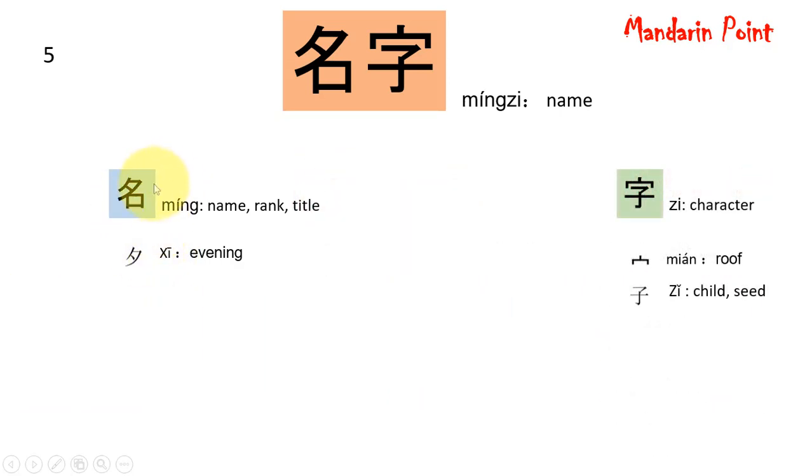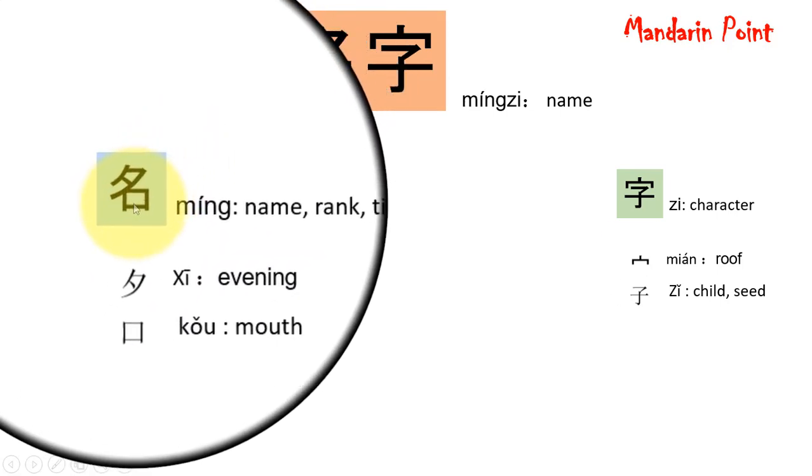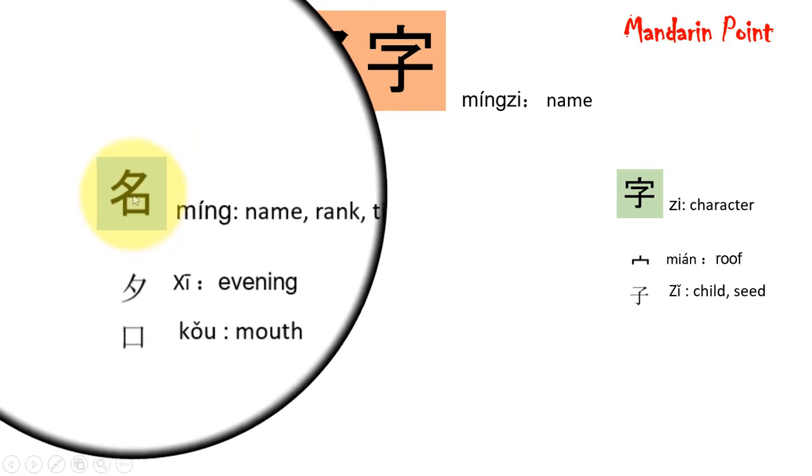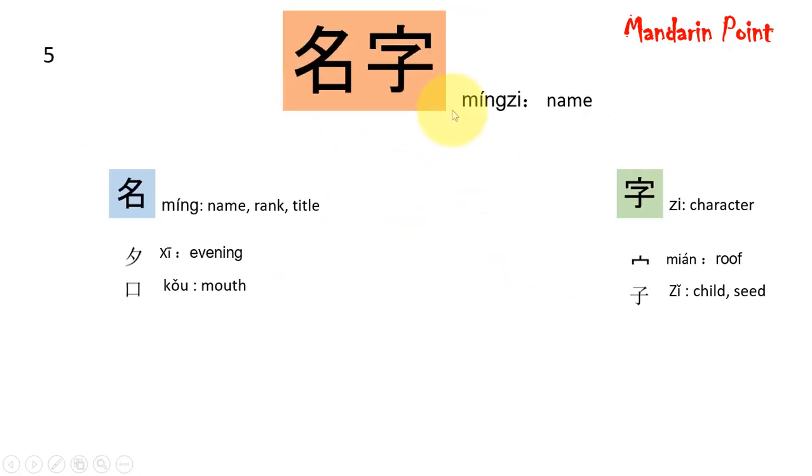So this Ming is composed of she at the top of it, while at the bottom once again we have the very famous character known as Kao, meaning mouth or enclosure. So this Ming is composed of this Kao at the bottom and this she at the top. So Mingzi, which means name.